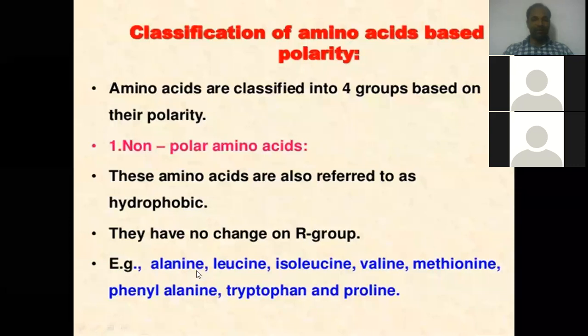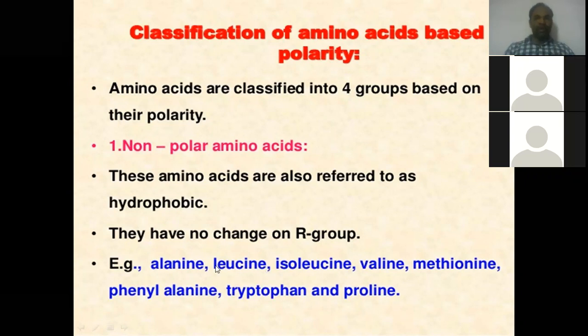For example, alanine, leucine, isoleucine, valine, methionine, phenylalanine, tryptophan and proline. So these are the examples of non-polar amino acids. तो आप लोग यहाँ पे non-polar amino acids के example ध्यान में रख सकते हो.